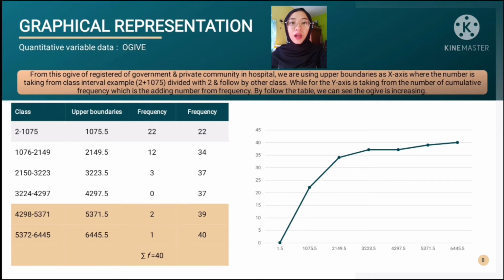The next graph we are using is OGIVE. From this OGIVE of registered government and private community in hospital, we are using upper boundaries as the x-axis, where the number is taken from class interval, example 2 plus 1075 divided by 2 and followed by other classes, while the y-axis is taken from the number of cumulative frequency, which is the adding number from frequency.